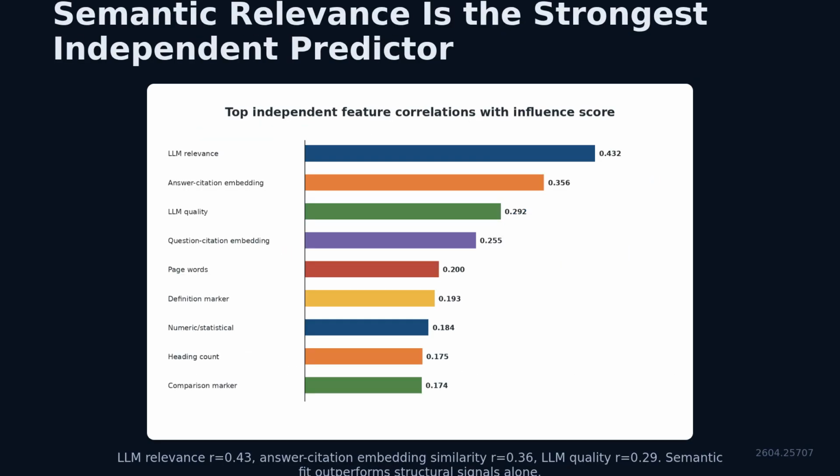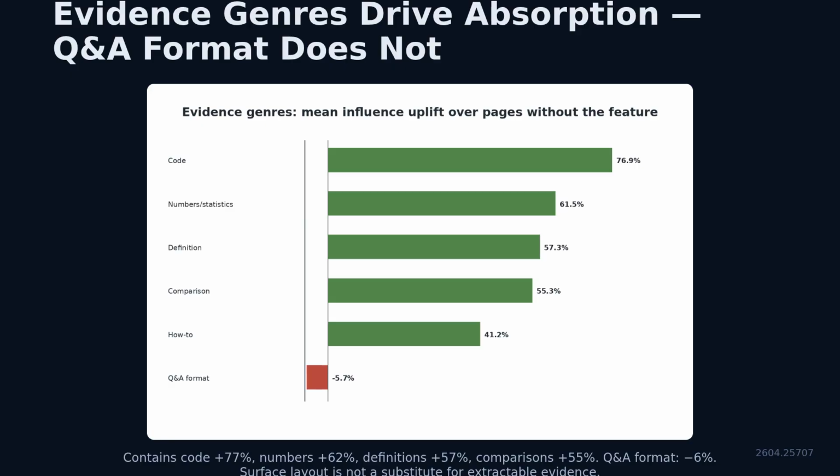Looking at independent feature correlations, the strongest predictor of absorption is LLM-rated relevance, with a correlation of 0.43. This is followed by answer to citation embedding similarity at 0.36, LLM content quality at 0.29, and question to citation embedding similarity at 0.25. Semantic fit is a stronger signal than any single structural marker. The generative engine appears to preferentially draw from pages that are topically and linguistically close to what it's trying to say.